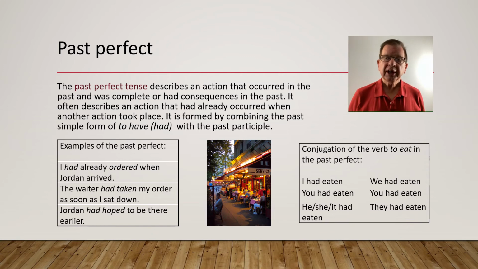I had already ordered when Jordan arrived. The waiter had taken my order as soon as I sat down. Jordan had hoped to be there earlier. And for our students, here is the conjugation of the irregular verb to eat in the past perfect: I had eaten, you had eaten, he, she, it had eaten, we had eaten, you had eaten, they had eaten.